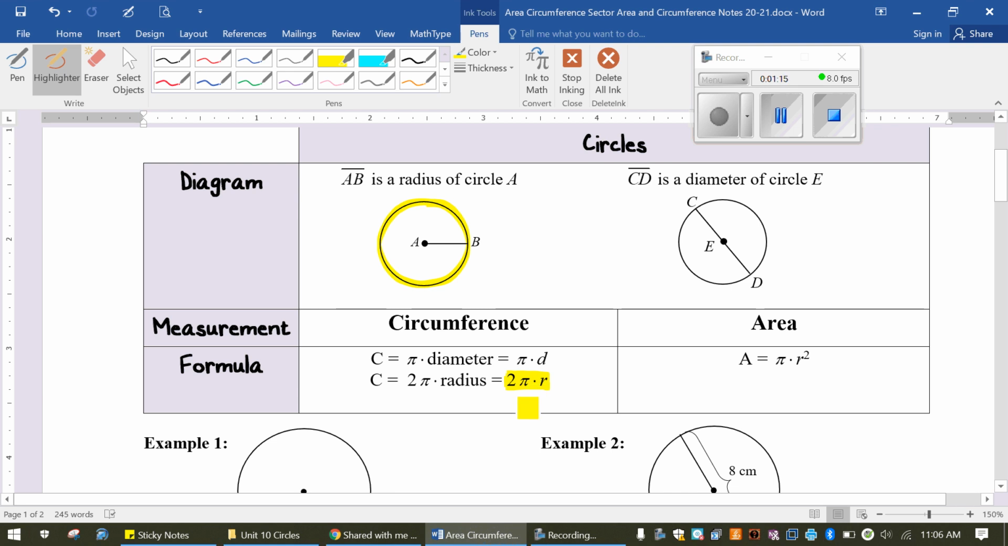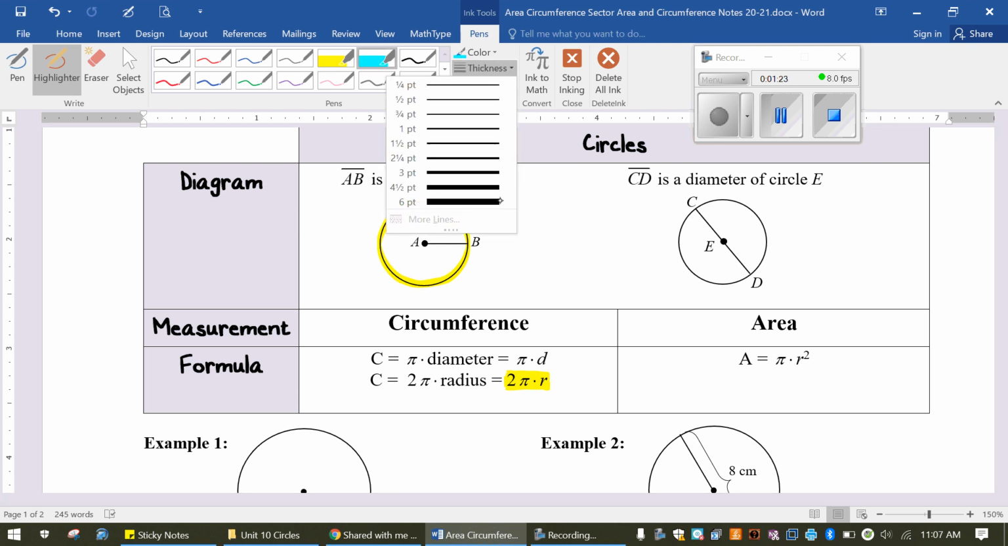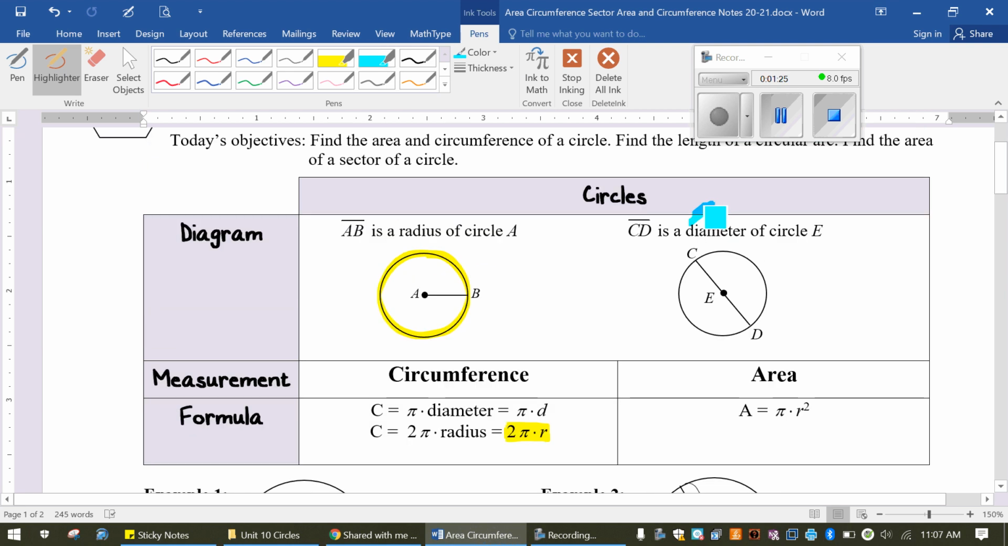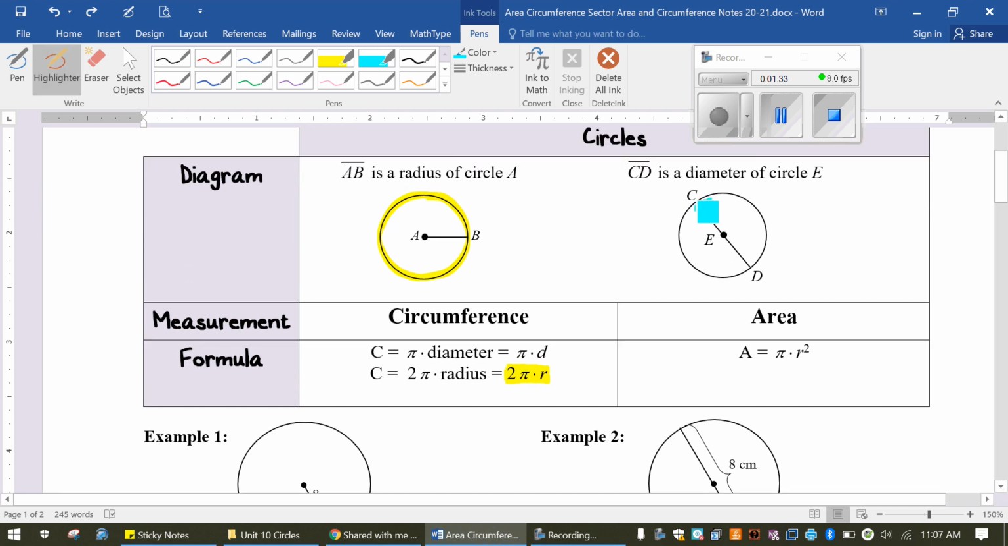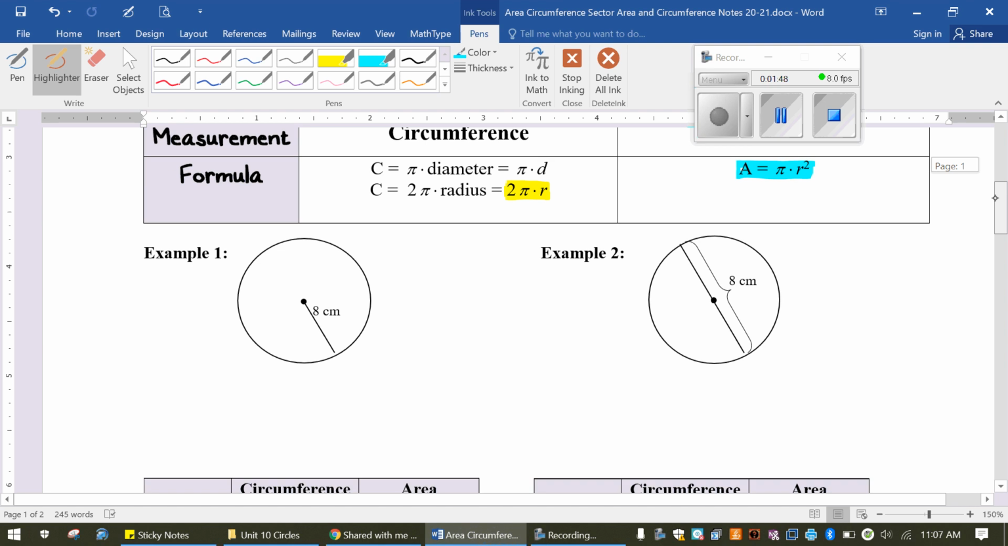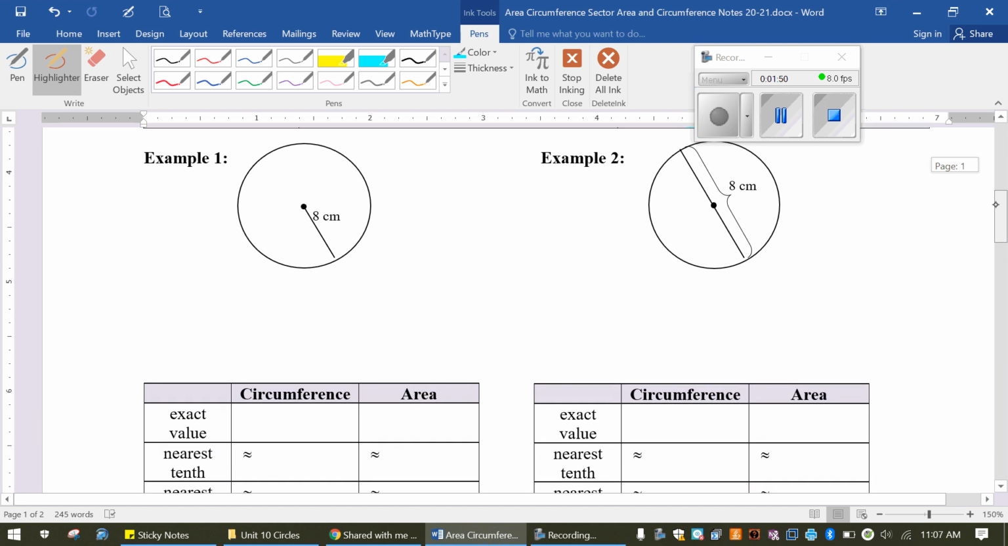Okay, so the circumference is the distance all the way around a circle. The area is the amount of space inside the circle. So this is the area, right here. All this space inside. Okay, and that formula is pi times r squared. Okay, so let's use those two formulas to find the circumference and the area of these two examples.